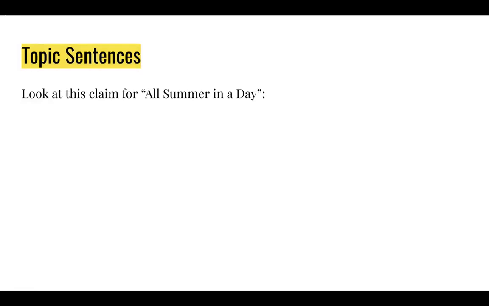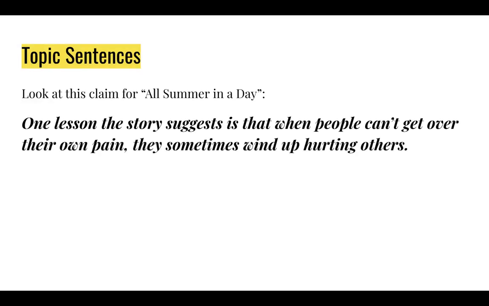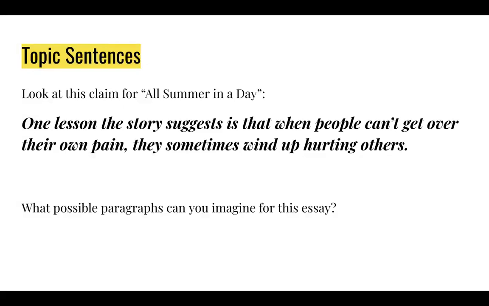Remember this claim I came up with for "All Summer in a Day"? One lesson the story suggests is that when people can't get over their own pain, they sometimes wind up hurting others. What possible paragraphs can you imagine for the essay that's trying to prove that this is a message that the story gets across to us? One lesson the story suggests is that when people can't get over their own pain, they sometimes wind up hurting others. Well, let's think about the different aspects or layers of this claim because that should help us figure out what to write about.